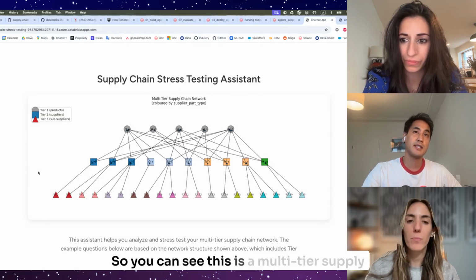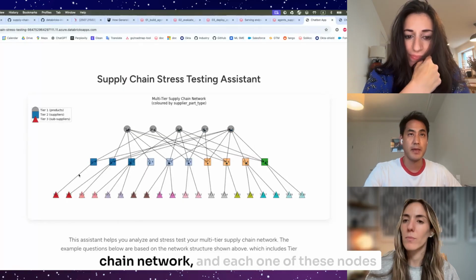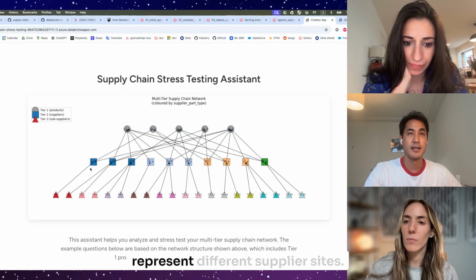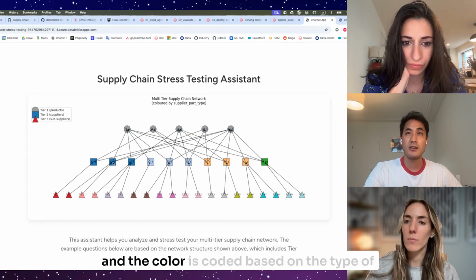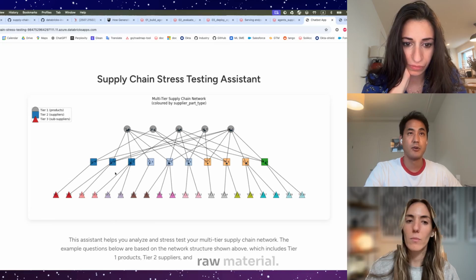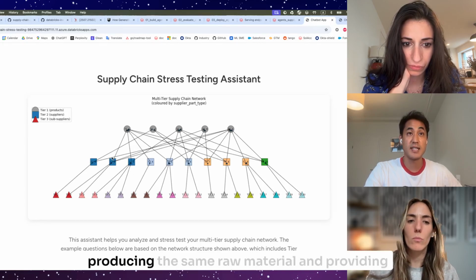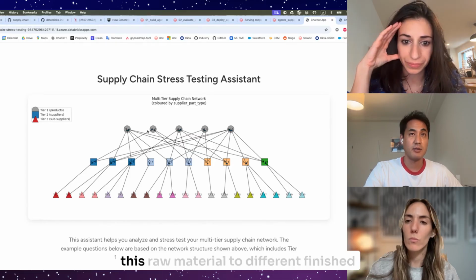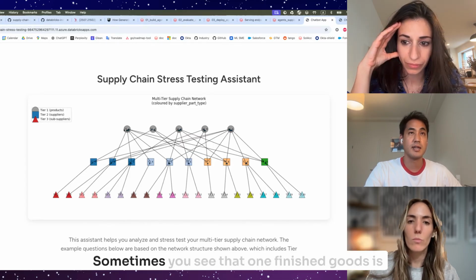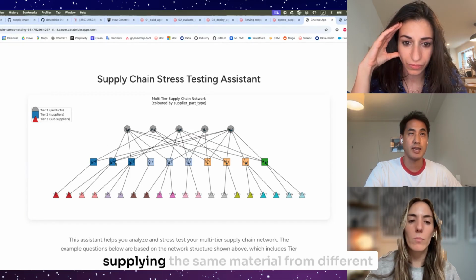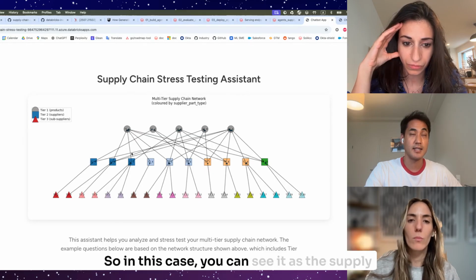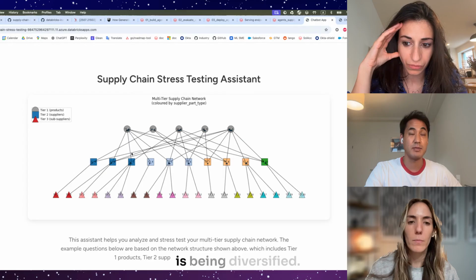So you can see this is a multi-tier supply chain network, and each one of these nodes represents a different supplier site. And the color is coded based on the type of raw material. So you can see that these 3 suppliers are producing the same raw material and providing it to different finished goods. Sometimes you see that one finished good is supplied the same material from different supplier sites. So in this case, you can see the supply is being diversified.